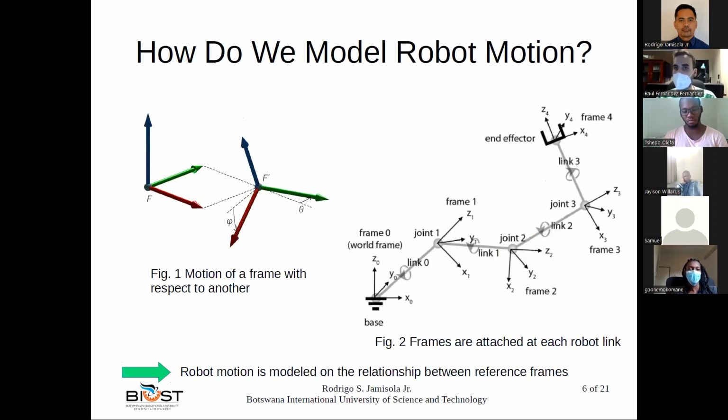So how do we control robot motion? The idea of controlling robot motion is that we do it using coordinate systems. Remember that each joint is a part of the robot. So you have a joint here, a joint here, and so on. In the robot, we have a joint here, here, here, and whatever. Each joint has its own coordinate system.